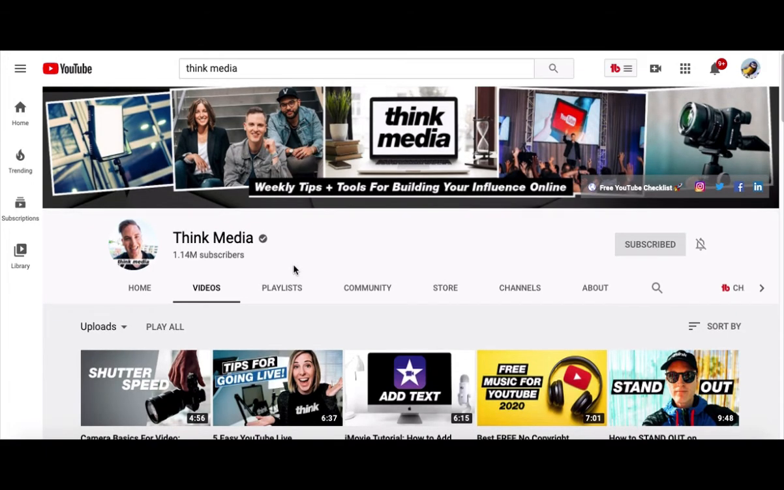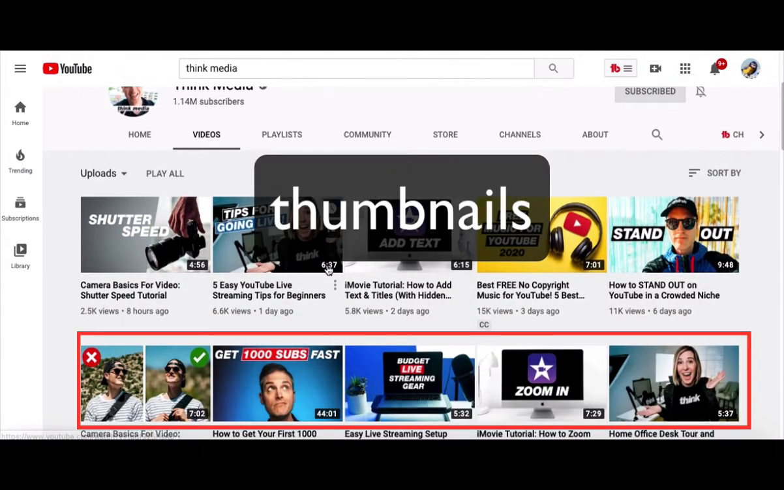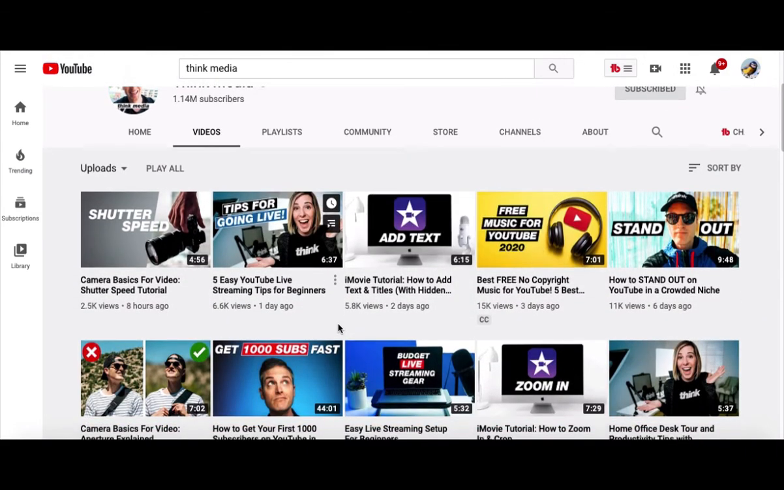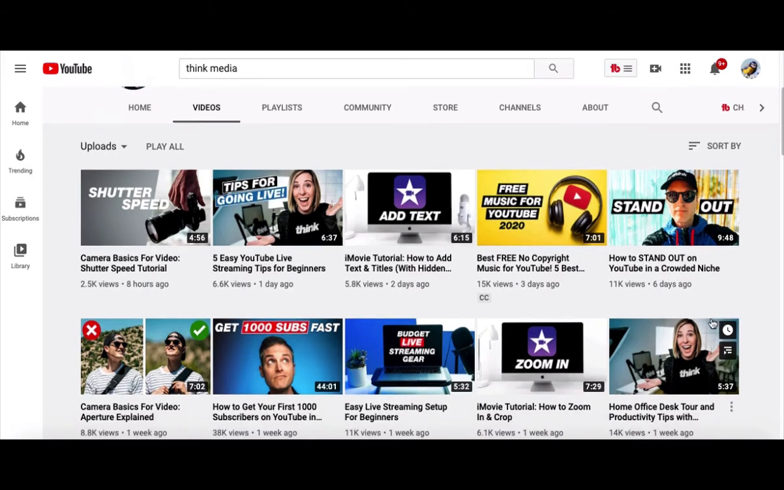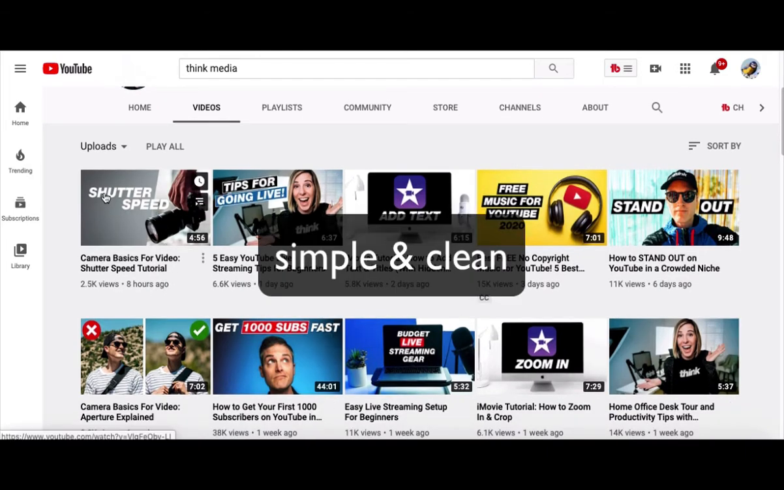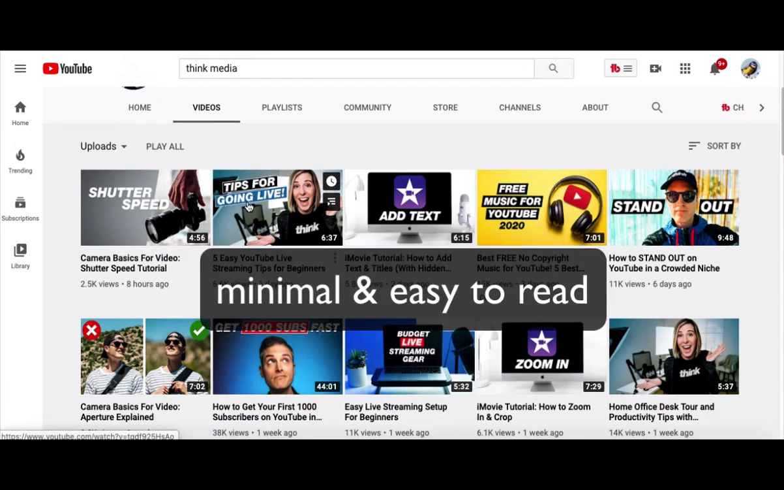The next thing, in terms of what the public sees, is thumbnails. So in the Think Media example, there's a lot of variation, but they're all very simple and clean. The main concept of the video and a hand holding a camera. So it's very easy to read at a glance. Tips for going live. So here's the thing, if you're going to have text, keep it minimal and make it easy to read.